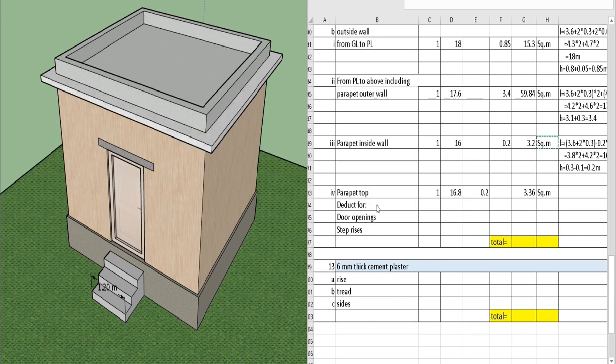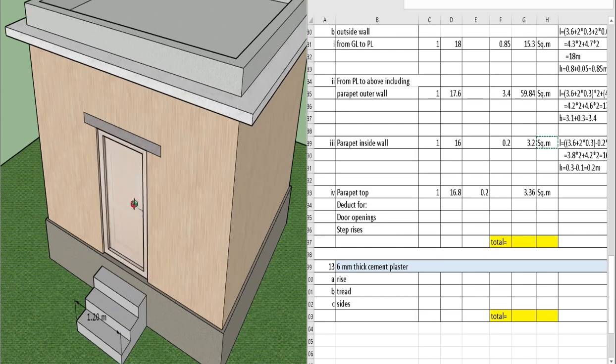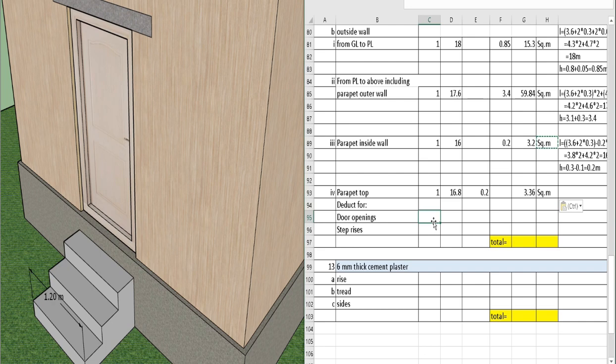While doing this plastering work, we have not considered these steps as well as these doors. We know that we don't do plastering in this door portion, so we have number of doors 1, having the length of 1.2 meter, and the height of the door is 2.1 meter. So the total quantity is 2.52, and the unit is meter square.